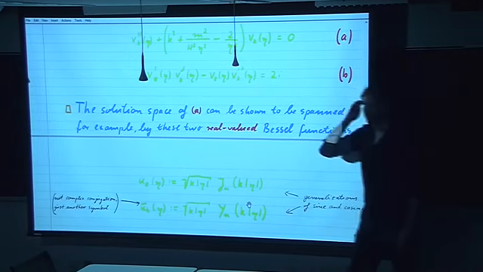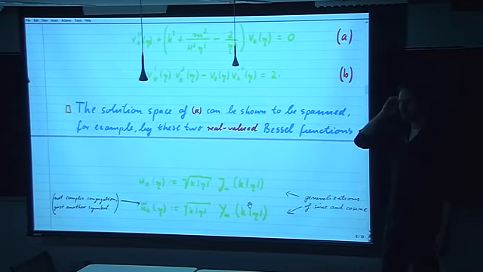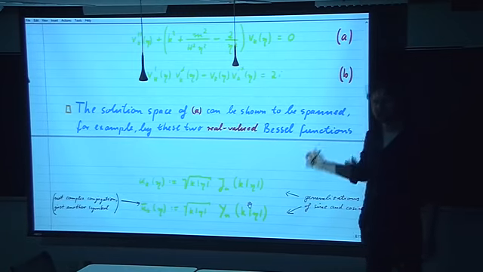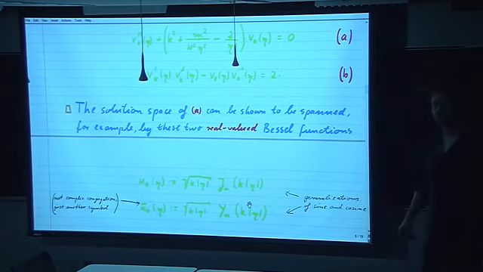Now, why would they be generalizations of sine and cosine? Does anyone of you see why they would be? Why, in some limit, they have to reduce to sine and cosine? Yeah? Because in the end, if those terms disappear in the differential equation, you get the harmonic oscillator. That's right.